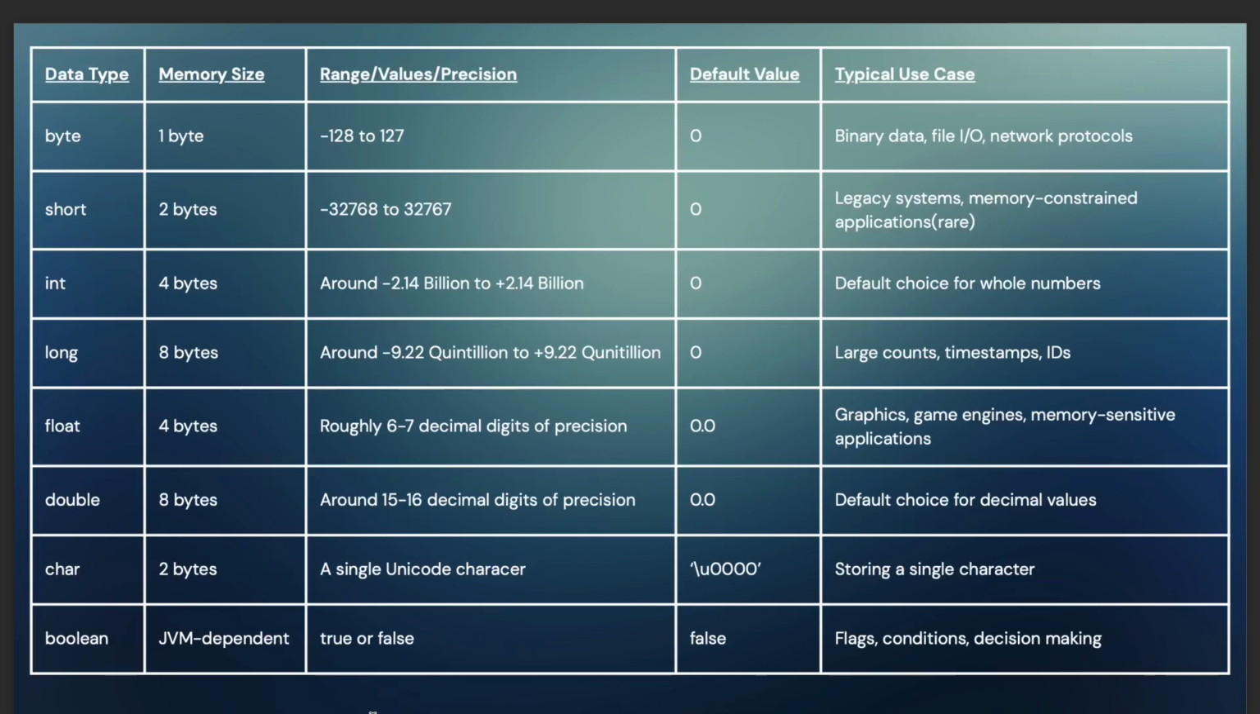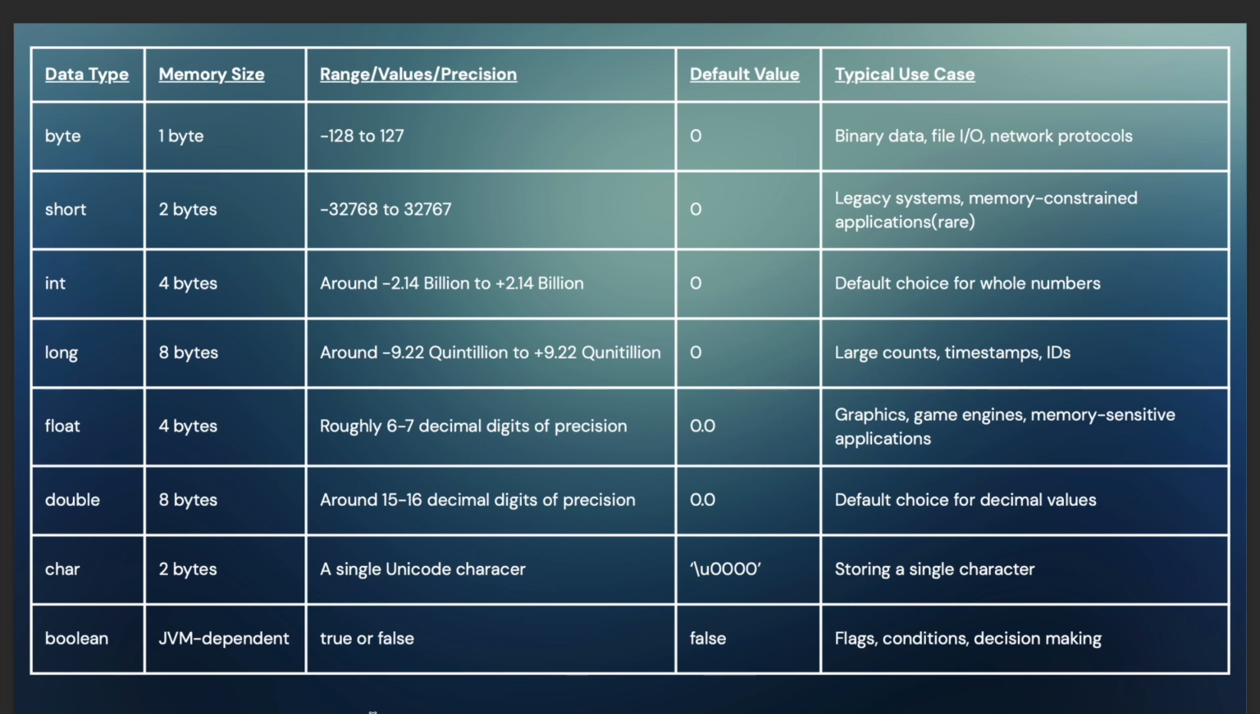Let's look at the complete master snapshot of Java's primitive data types. If you ever feel confused about which primitive type to choose, remember these four simple rules. Use int for most whole numbers, use double for most decimal numbers, use char for a single character, use boolean for true or false.